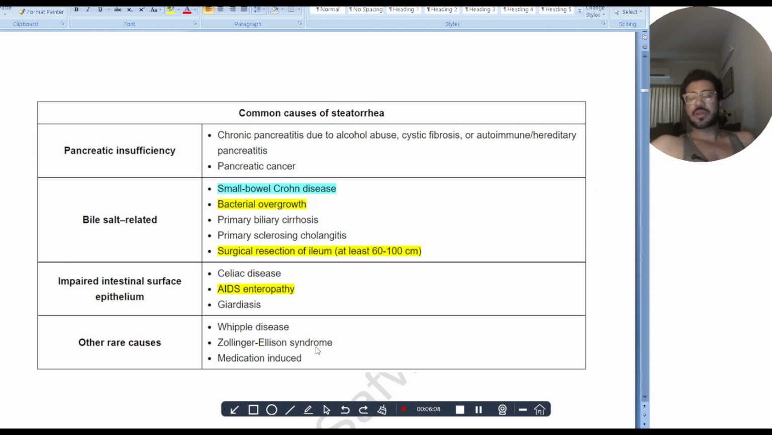Zollinger-Ellison syndrome is basically a syndrome, or you can say it is a cancer. It is caused by gastrinoma. Gastrinoma is excessive proliferation of the endocrine cells present in the stomach that produce gastrin.